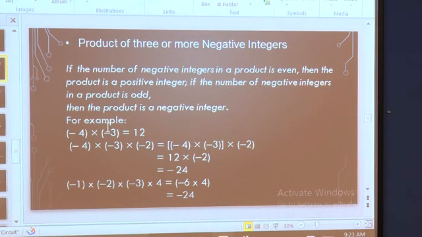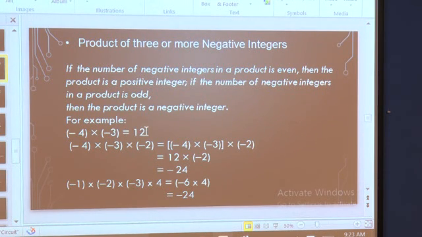Now we will see examples, because without examples we can't understand. So you can write your own integers and try it. Now I have given some examples here. I have taken first two negative integers, that is -4 and -3. The product means we have to use the multiplication sign. So -4 multiplied by -3 is equal to 12.